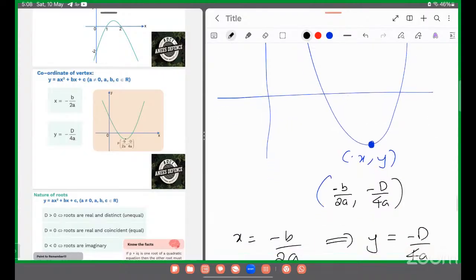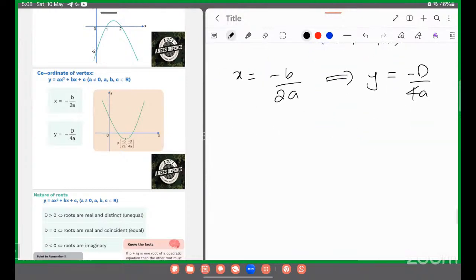So depending on the shape of the parabolic curve, if it is facing upward, there will be a minimum value of y. All the possible values will be this particular value or above that particular value.